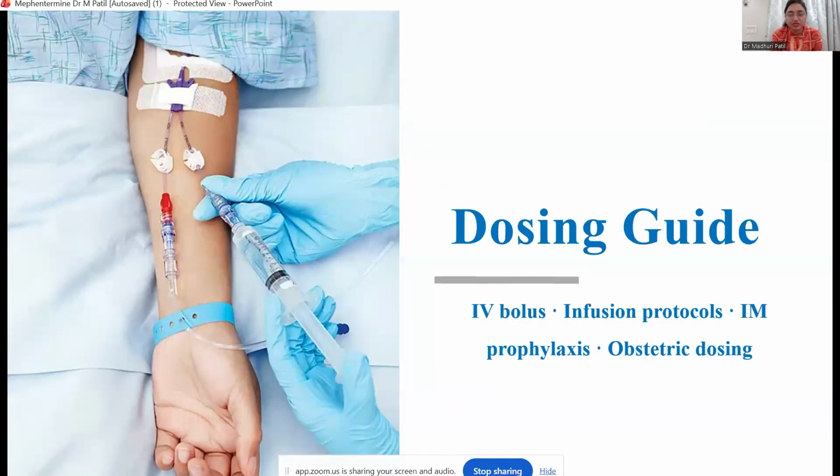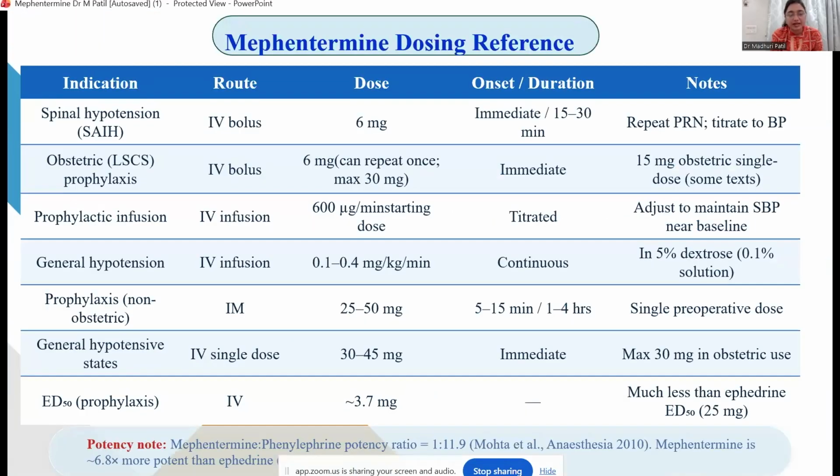So what is the dosing guide of methamphetamine? In hypotension, we use an IV bolus of methamphetamine, 6 mg dose. Action is immediate and duration is 15 to 30 minutes. We repeat methamphetamine as and when needed and titrate to BP. In LSCS cases also we use a 6 mg IV bolus. A maximum dose of 30 mg can be given and action is immediate.